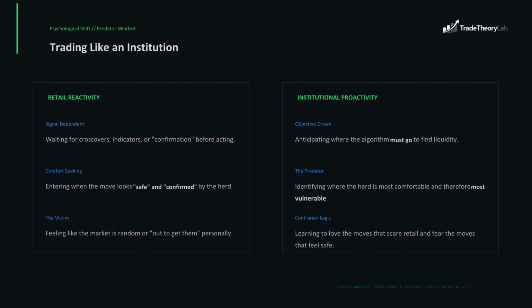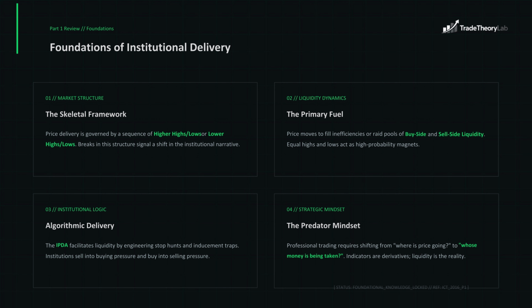To trade like an institution, you must think like a predator. You must look for the areas where the herd is most comfortable, because that is where they are most vulnerable. You must love the moves that scare retail traders and fear the moves that make them feel safe.